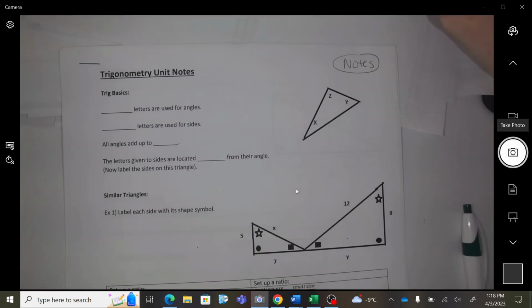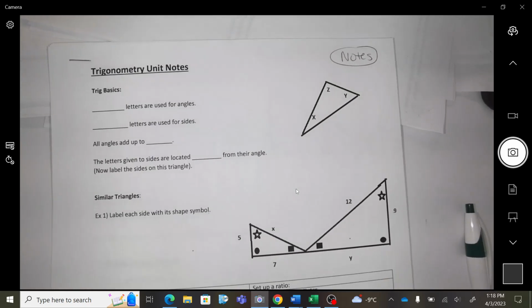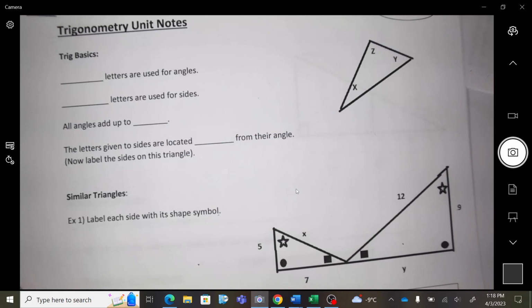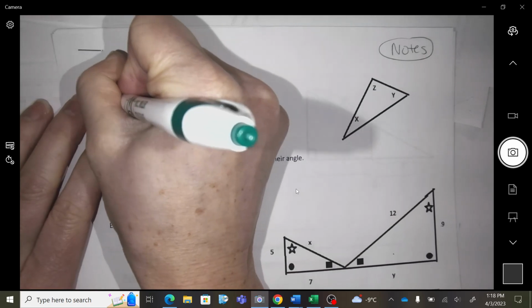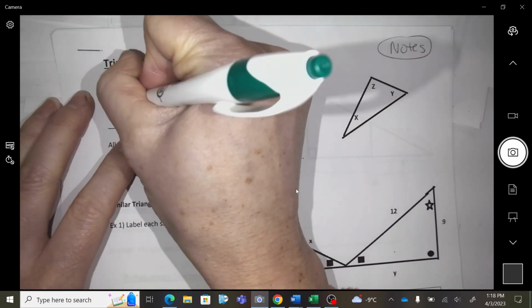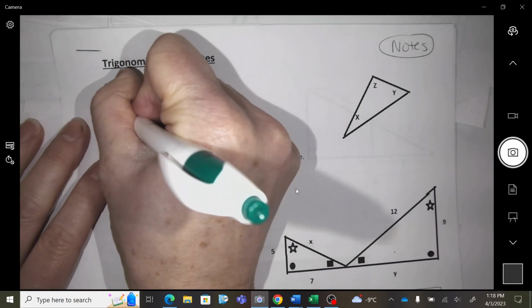Okay, so this is some basics for trig. First of all, we need to talk about labeling triangles. Uppercase letters are used to represent angles. And what do you think I use to represent sides? Lowercase.